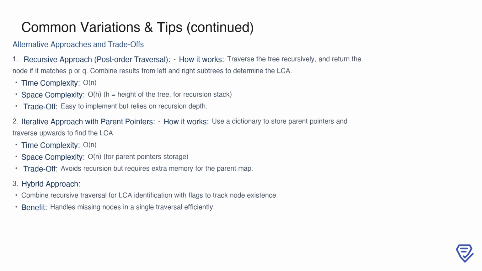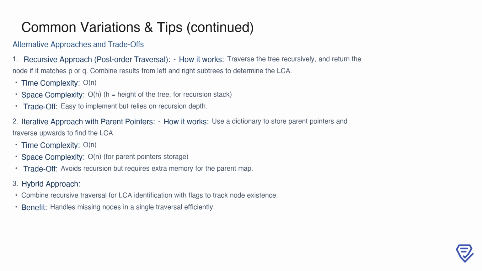When solving this problem, there are multiple approaches you can take, each with its own trade-offs. The most common is the recursive approach using post-order traversal. Here, you traverse the tree recursively and return the current node if it matches P or Q. By combining the results from the left and right subtrees, you can determine the LCA. This method has a time complexity of O(n) and a space complexity of O(h), where h is the height of the tree, but it depends on the recursion depth.